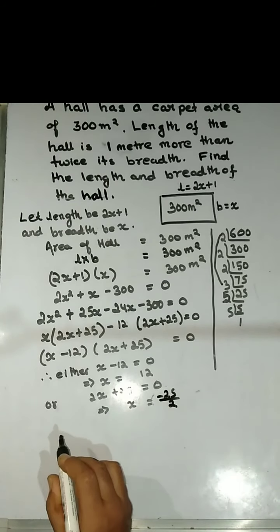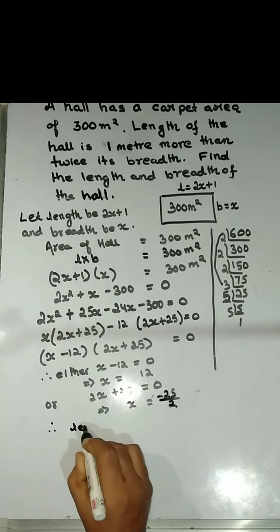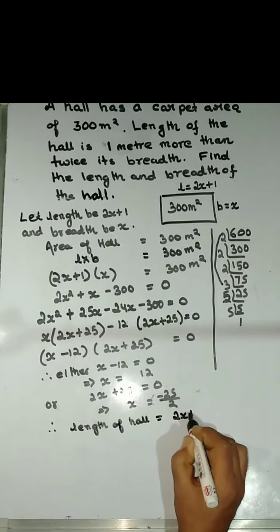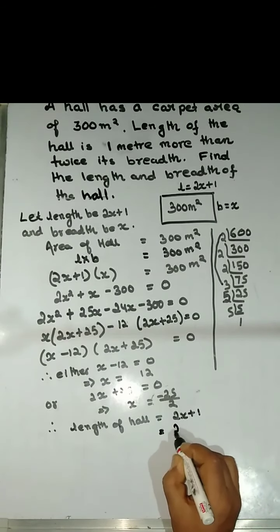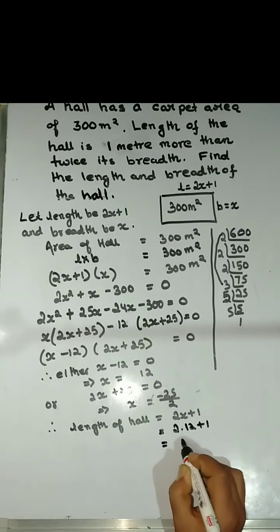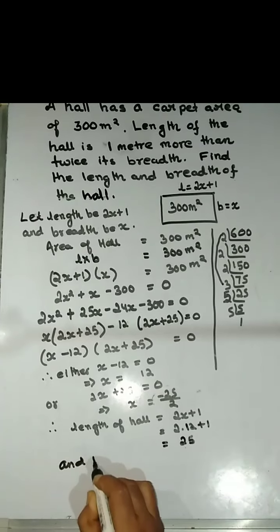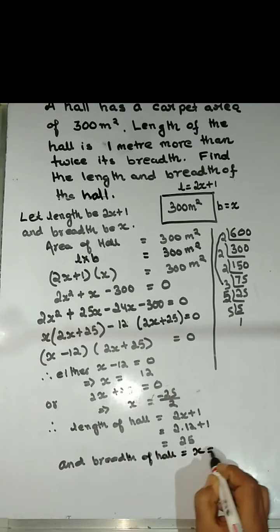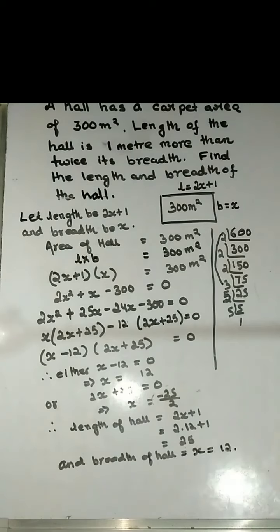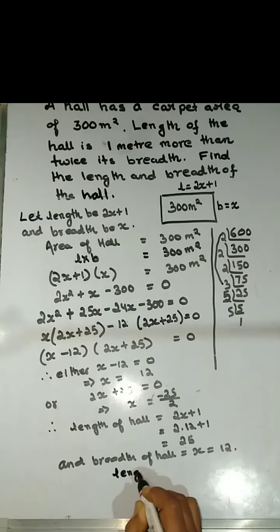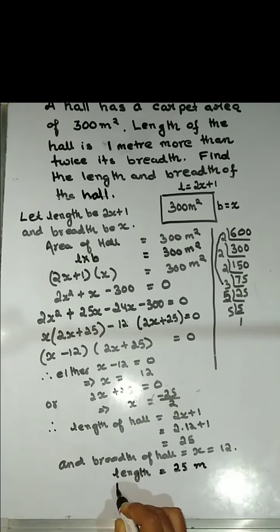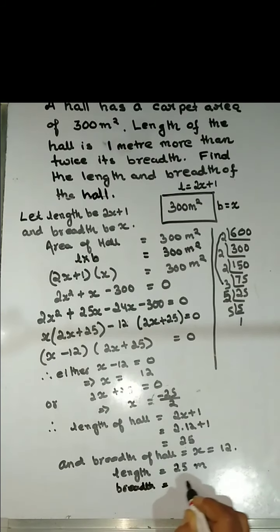What you would need to do is, therefore, length of hall is equal to twice x plus 1, which is equal to twice of 12 plus 1, which is equal to 25, and breadth of hall is equal to x, which is equal to 12, and there you have your 300 meters square, and that is your answer. Length equal 25 meters, breadth equal 12 meters.